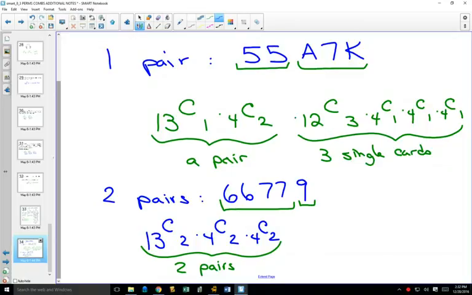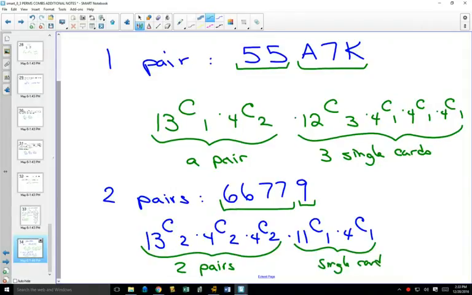And then we still need a single card. We have 11 numbers left. We need to choose which one we're going to choose for a single card. If we choose 9s, how many 9s are there? There's 4 9s. And we need to choose which one we're going to pick.